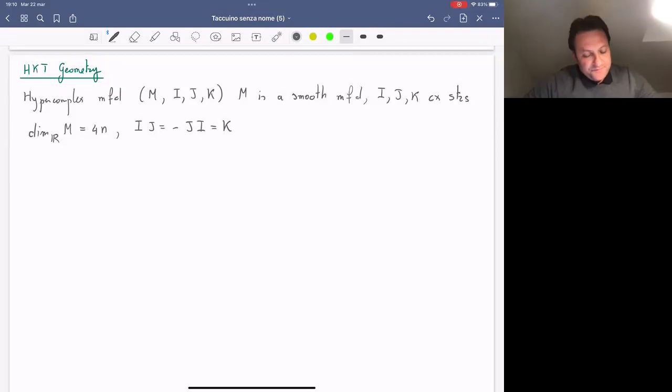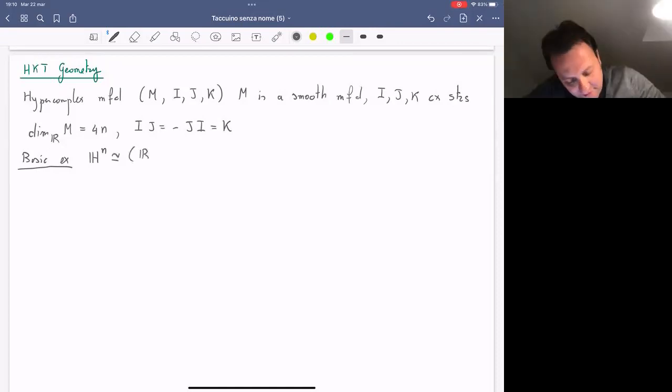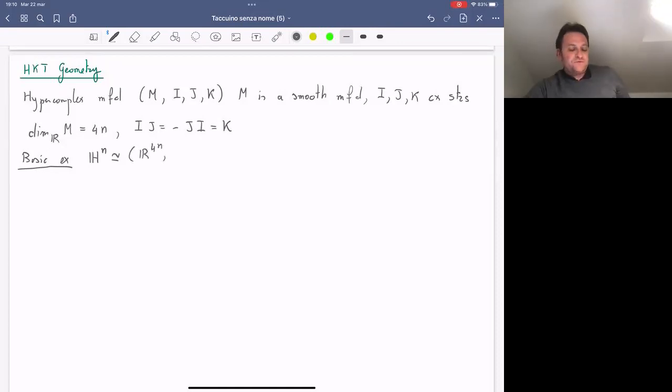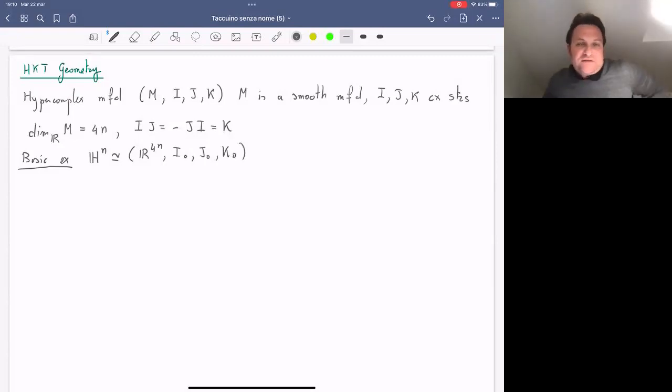Okay, and the basic example is given by H to the n, where H is the quaternionic vector space. And this can be identified with R^4n, together with three complex structures which are considered canonical, which here I denote by I0, J0, and K0. This is the basic example of hypercomplex manifold.